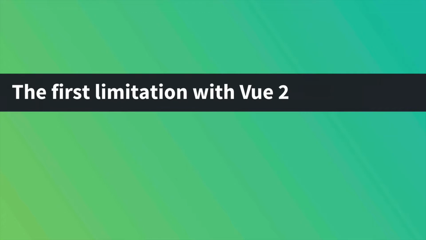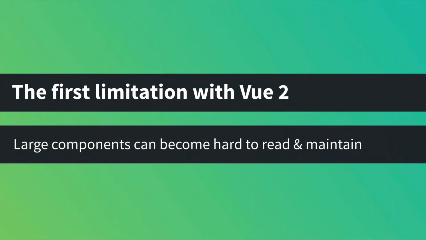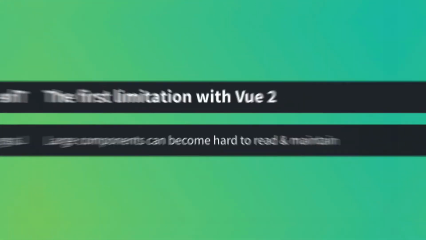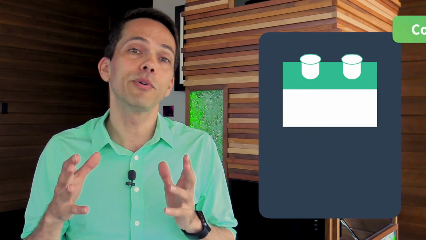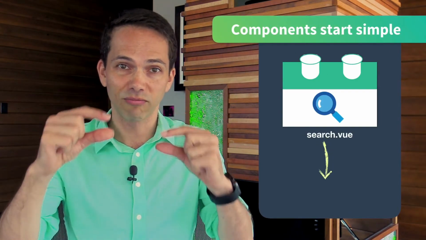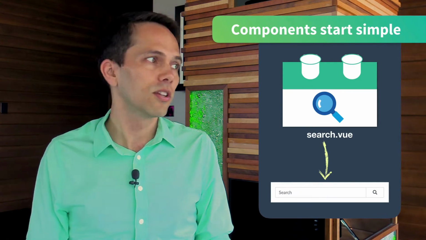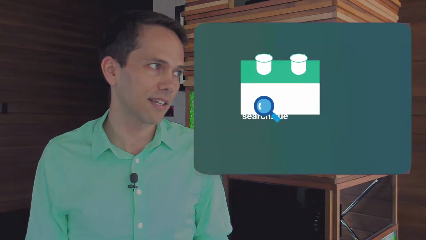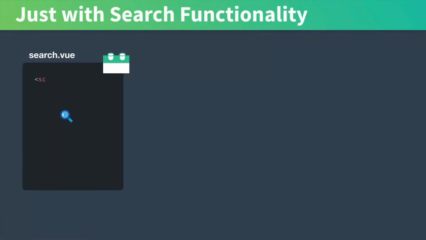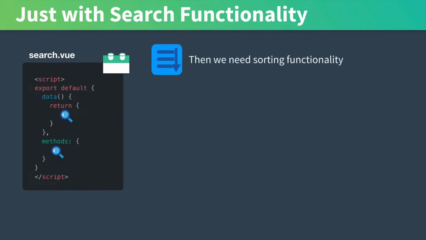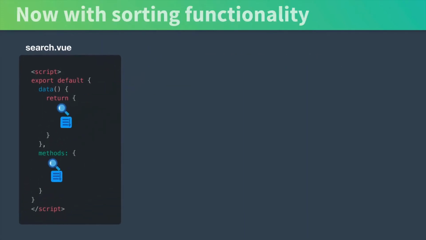Let's dive into the first limitation, which is that large components may be hard to read and maintain. Let's imagine we're creating a simple search component. You know, a search bar that looks like this. Using the regular component syntax, we would create a .vue file, which might have a data option with reactive properties, and our methods for our search logic. Once complete, we realize we need some sorting functionality. So we write up the code, which also has some reactive properties and some methods.